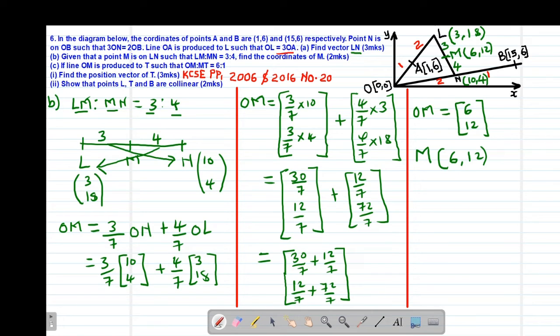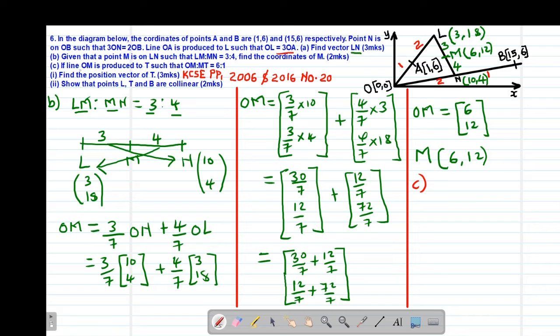Then in part C, we are told that OM is produced to T such that the ratio of OM to MT is 6:1. So we are having that OM is produced to T, which means to produce is simply to connect using a line. So we are told that O, M and T are actually connected. So this is our M here. Then of course we are given some ratio here. Let's interpret this particular ratio that we are given. So this is part C of the question.